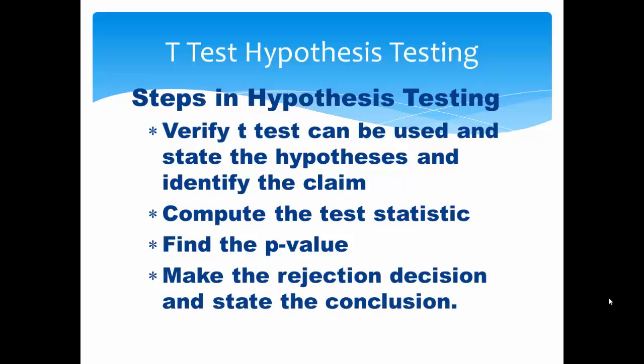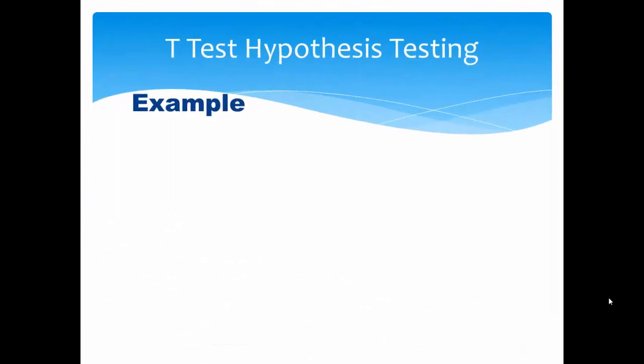Once we've done the p-value, we would make our rejection decision. We would either reject the null hypothesis or we would fail to reject the null hypothesis. When we're doing our rejection decision, we don't really ever say that we accept the alternate hypothesis. We just either reject the null or we fail to reject the null. And once we have done that, we will state the conclusion. So let's take an example.